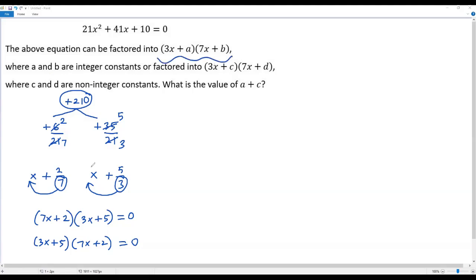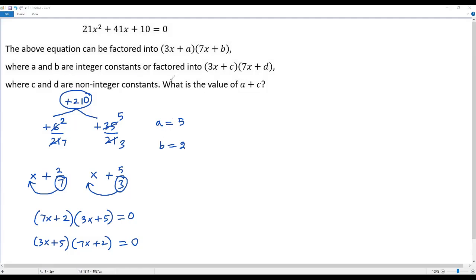Comparing this and this, what value do I get for a and what value do I get for b? At the place of a here we have 5 in our factor form. So I get a = 5. At the place of b in our factor form we have +2, so we get b = 2. The values I got for a and b satisfy the condition given in the question. So a = 5, b = 2, both of them are integer constants. According to the question, a and b must be integer constants.